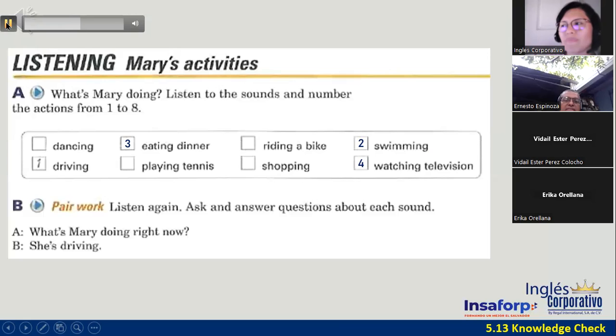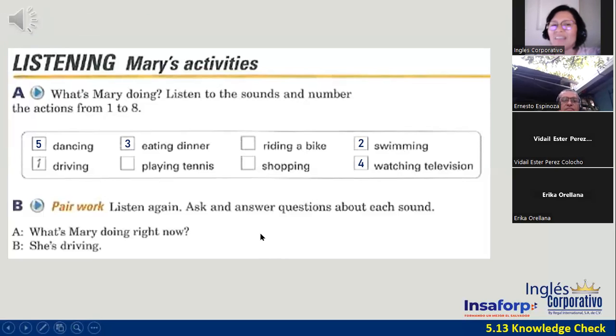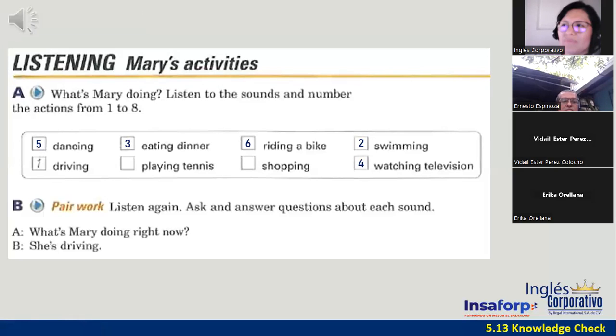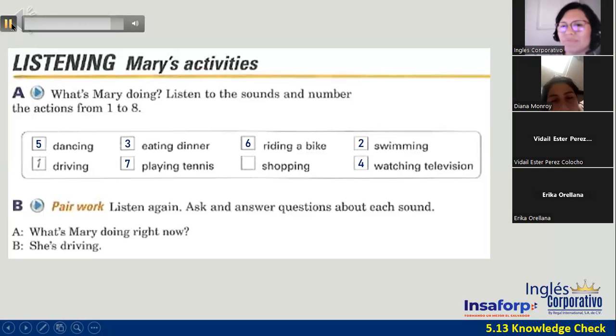Five. What is she doing? She's dancing. She's dancing, right? She's dancing. Vamos a escuchar six. Six. So, what is she doing? She's riding a bike. Riding a bike. Seven. So, number seven? She's playing tennis. She's playing tennis. And the last one, la última.